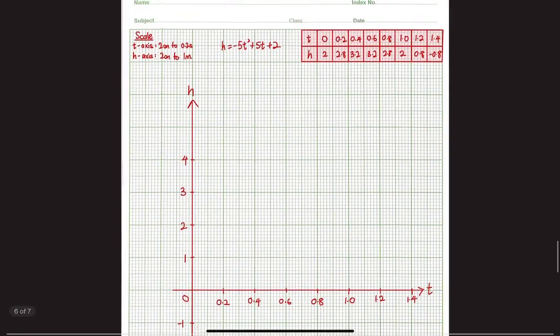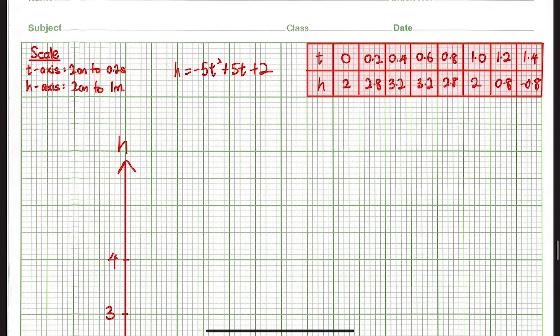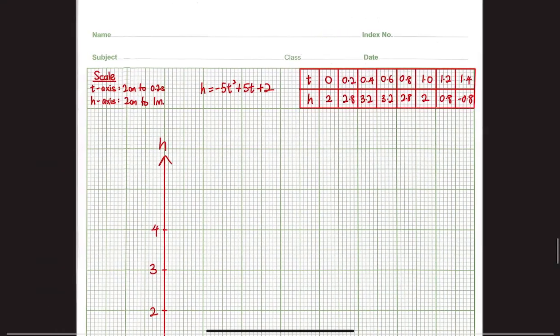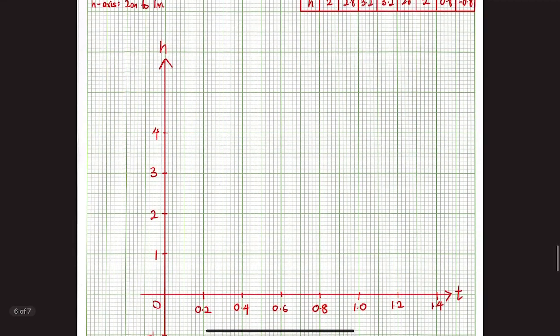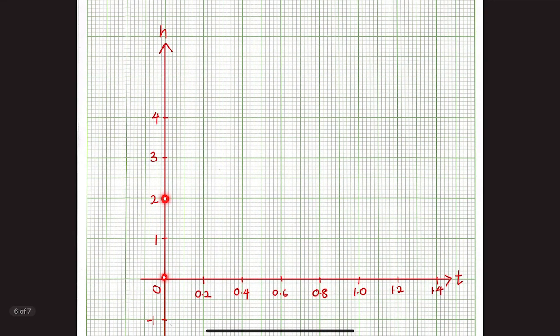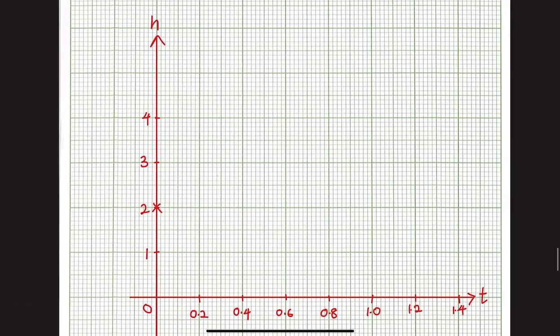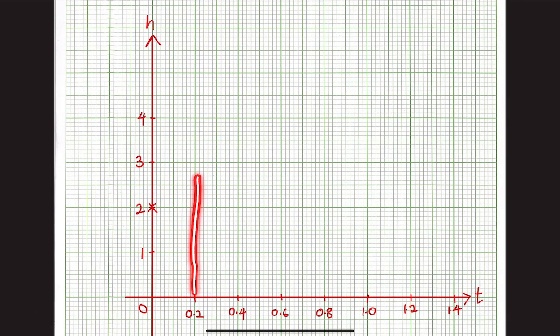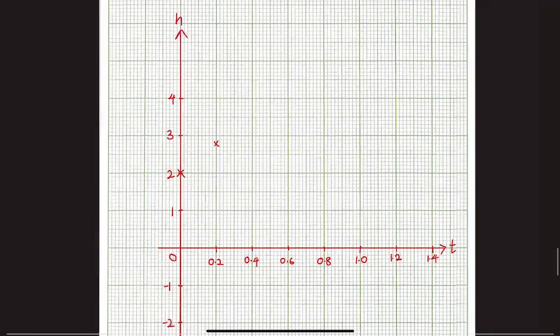Okay, so once I've drawn these axes, I can now plot the points. Can you now try by yourself? Plot the points based on my table of values and draw your graph. First value: t is 0, h is 2. So it would be this point over here. Then 0.2 matches with 2.8, which will be this value here. Okay, check your own graph carefully.